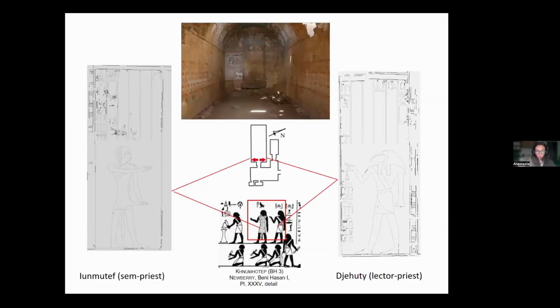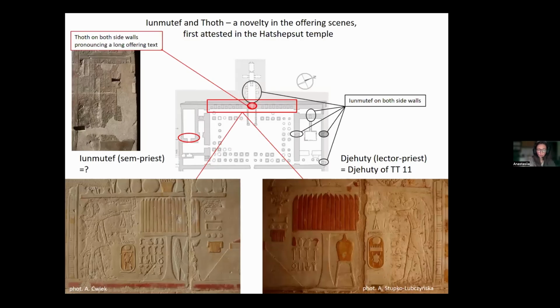Back in the chapel of Hatshepsut, the image of Thoth on the north wall is complemented on the opposite wall by the image of the deity Yunmutef. And this god is playing the role of the deceased heir, and together with Jehuti, they act as a pair of divine ritualists, a Sem priest and a lector priest. And while the presence of these two priests is a common thing in the offering scenes since the Old Kingdom, the presence of Yunmutef and Thoth in such scenes seems to be a novelty of Hatshepsut times. As it seems, introduced first in this very temple.